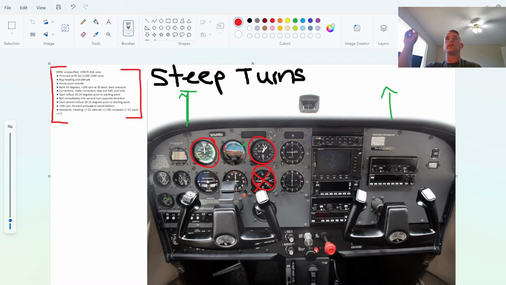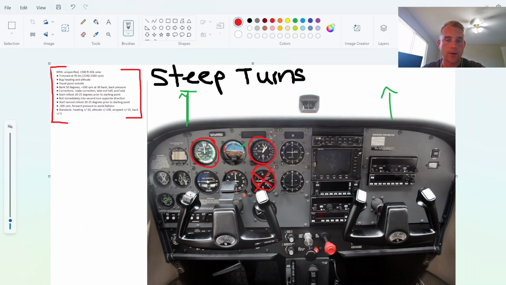As we complete that 360 and come back to the other side, it says right here about 20 to 25 degrees prior to your starting point, start your rollout. So going back to wings level, I would arguably say around 15 degrees seems to be the sweet spot, at least for me. But you have to pay attention to that outside visual reference point, and you're going to lose it in the turn, right? Because you're going the complete opposite direction.